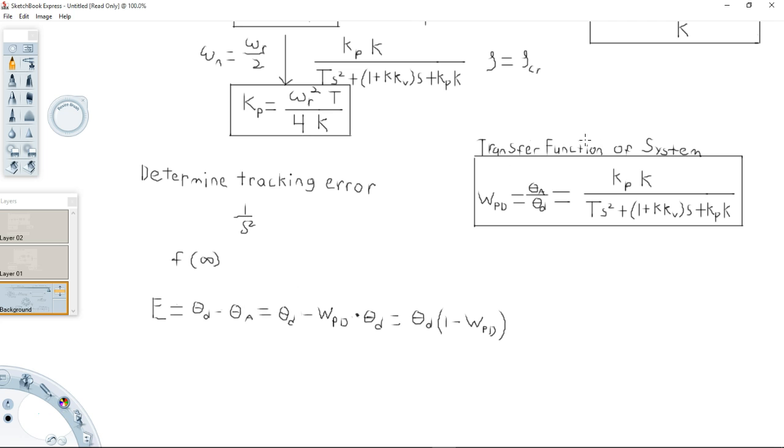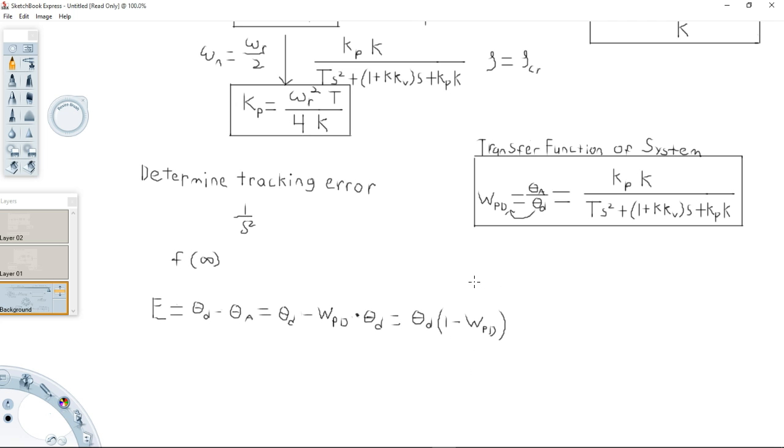Because we know that this is the transfer function of the overall system, and that any transfer function is just its output over its input, we could just as easily represent the actual angular displacement here as the transfer function times the desired angular displacement, by switching this to the other side. So that's why we are left with this, and we can factor out the angular displacement and be left with this.